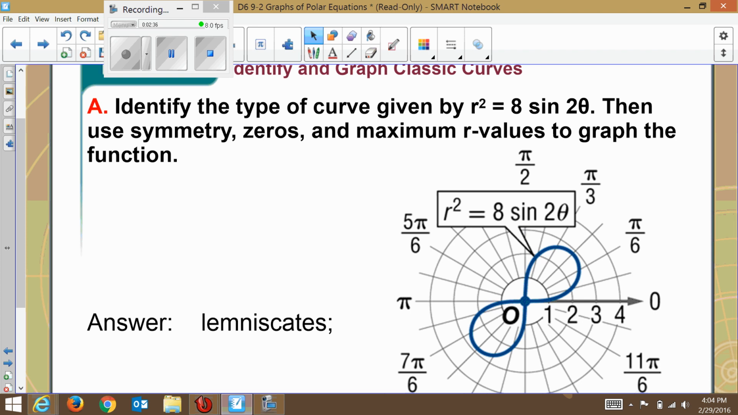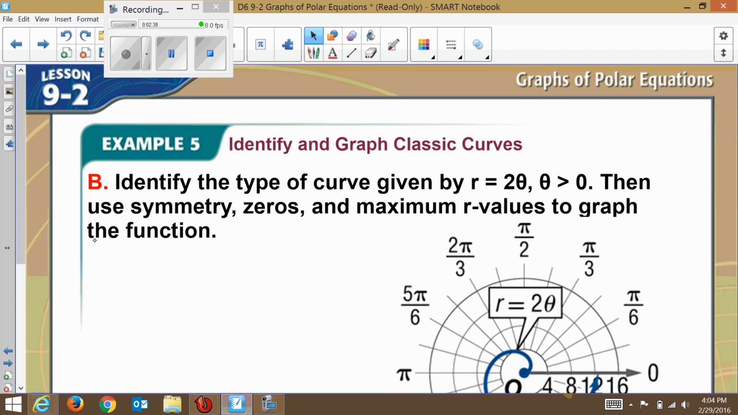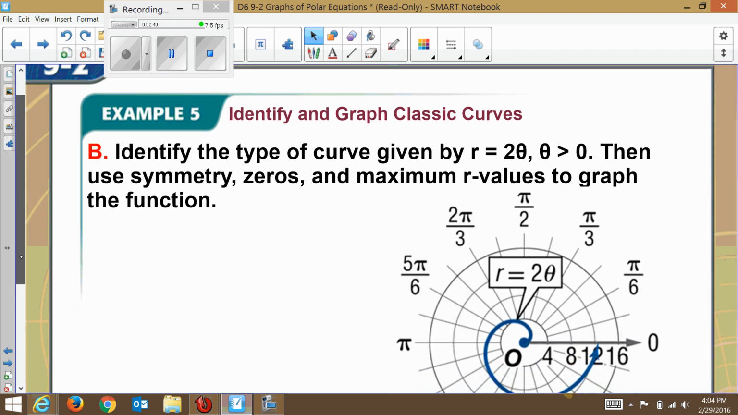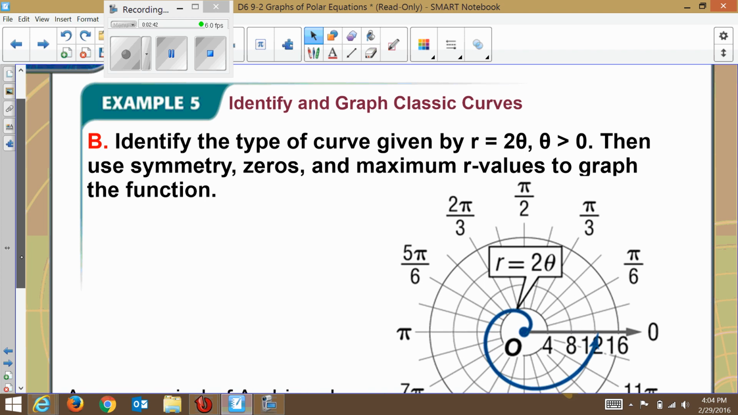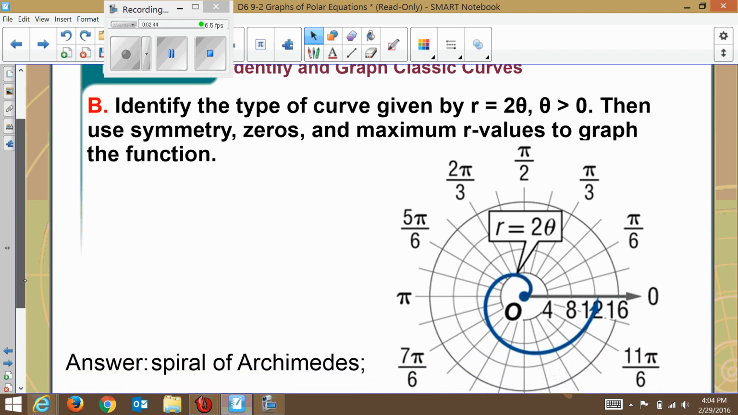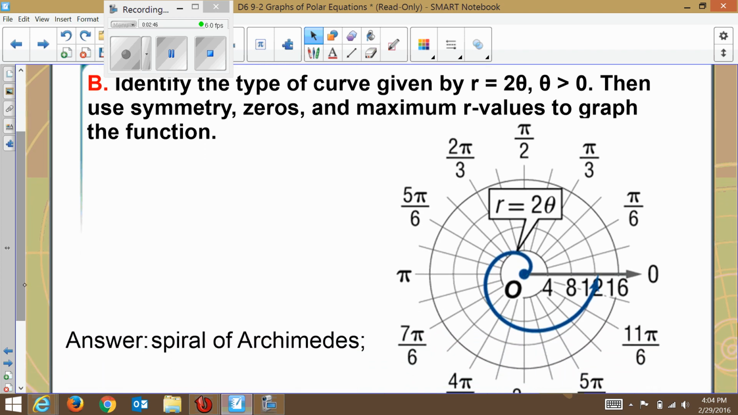All right, let's try another one. If you saw this type of graph, I'm going to not go as far so you can't see the answer. It's the spiral. So this would be the spiral of Archimedes. That's what that graph would be.